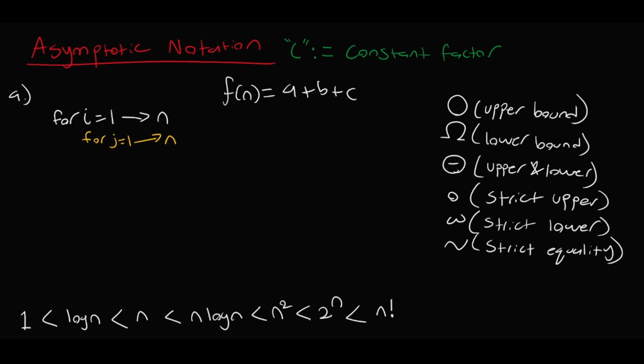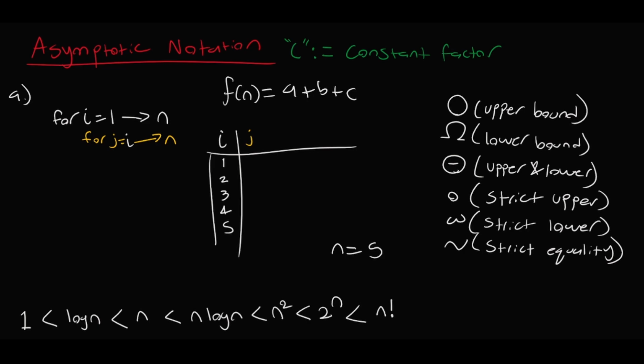Now I'm going to show something really tricky here, so let's pay close attention. Let's say j is equal to i. Let's draw out a table with i and j. Let's say n is equal to 5, which means 1, 2, 3, 4, 5. These are the possible inputs of i. So on the first loop, we have 1, and we're going to run j is equal to i, so this is going to run n times.